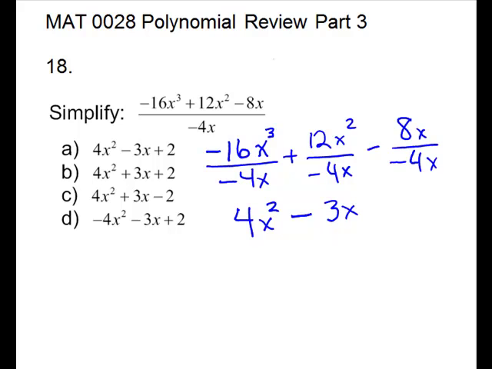On the next one, just be a little careful here and clean up this minus a negative. Makes plus. 4 into 8 will go 2 times, and the x's are going to cancel. So we have 4x squared minus 3x plus 2. It looks like A to me.